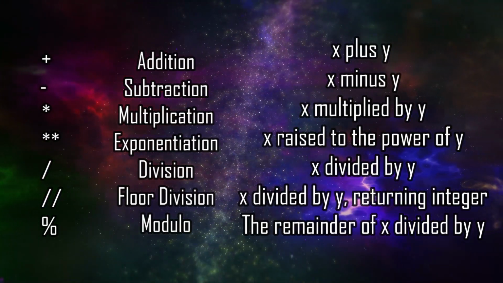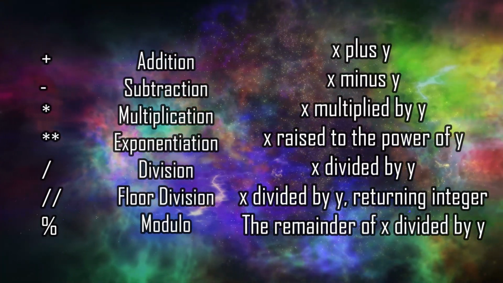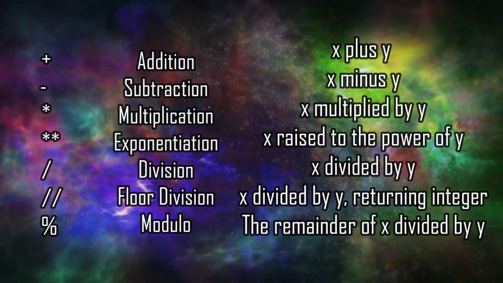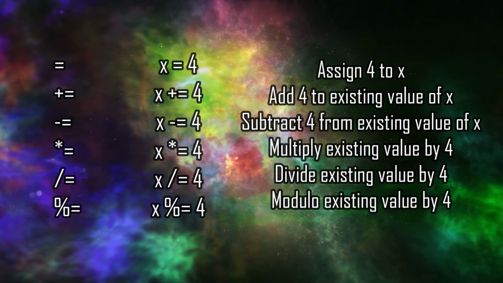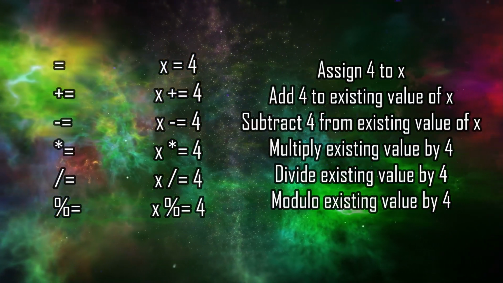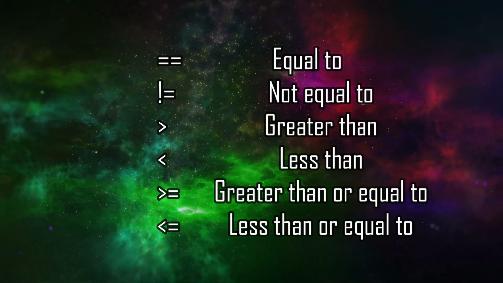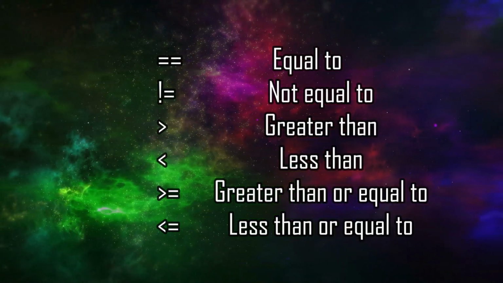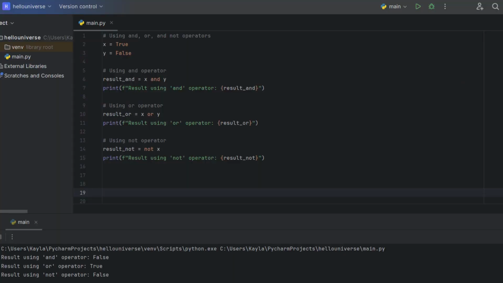Arithmetic operators perform mathematical operations on integers or floating point numbers. Here are some common arithmetic operators and examples of how you'd use them. The assignment operator is an equal sign and is used to assign values to variables. Compound assignment operators are used to reassign a value while simultaneously performing arithmetic operations. Comparison operators compare two variables. The result is a Boolean, or true or false. Logical operators are things like and, or, and not. They're used to evaluate multiple conditions and return a Boolean value.